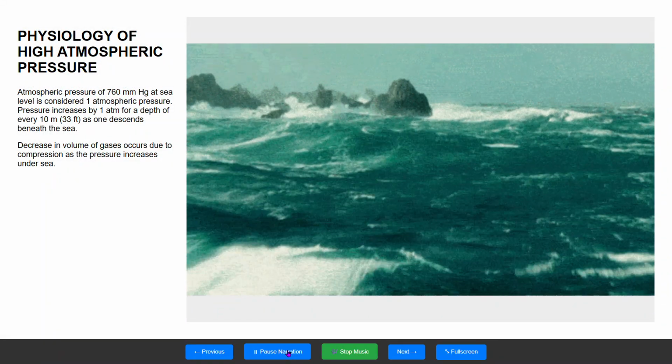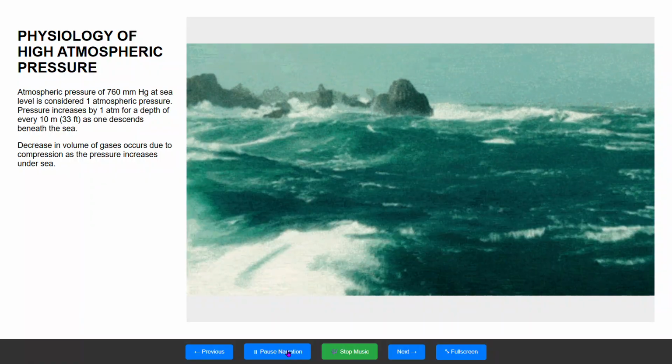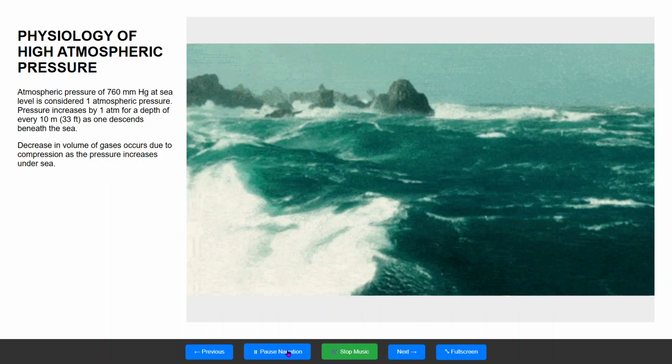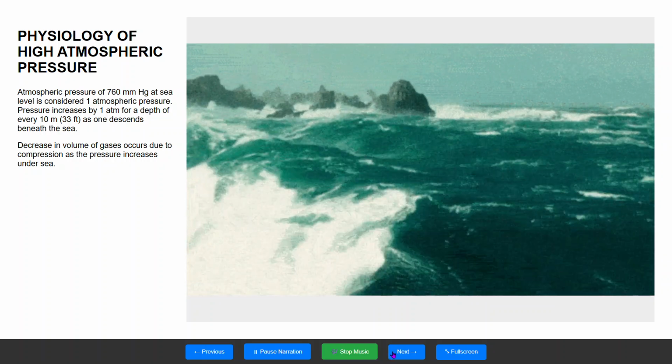Atmospheric pressure of 760 mm Hg at sea level is considered 1 atmospheric pressure. Pressure increases by 1 atm for a depth of every 10 meters, 33 feet, as one descends beneath the sea. Decrease in volume of gases occurs due to compression as the pressure increases undersea.